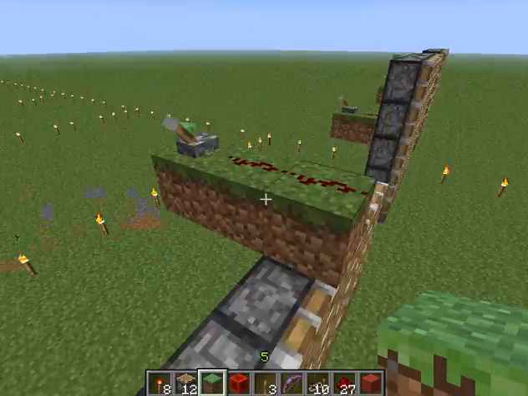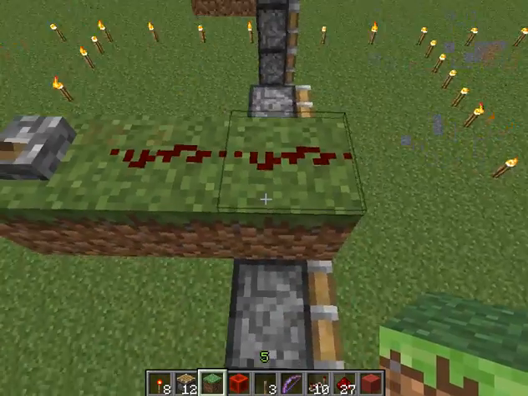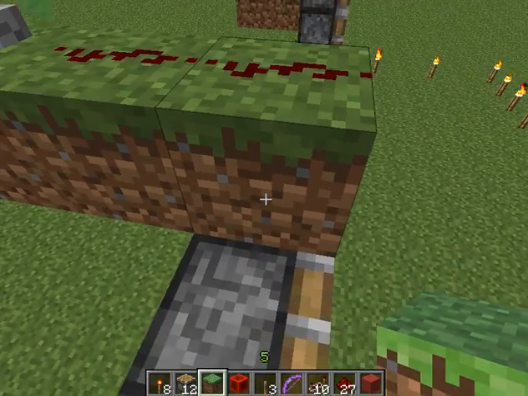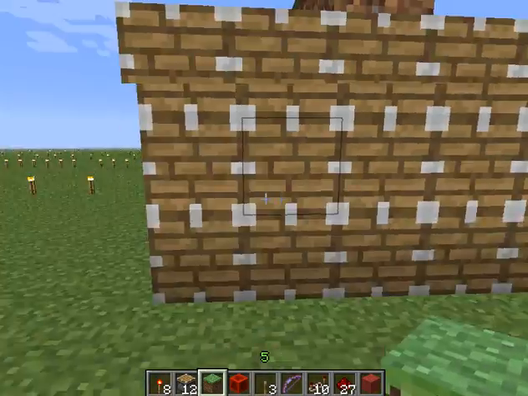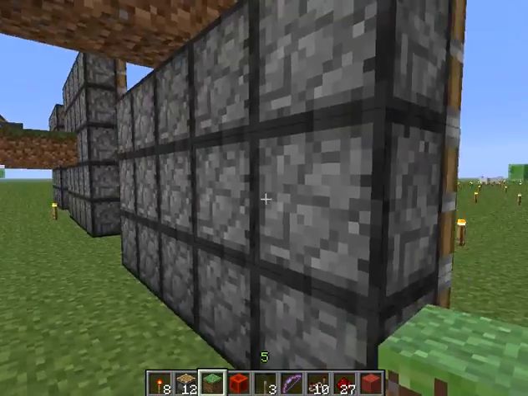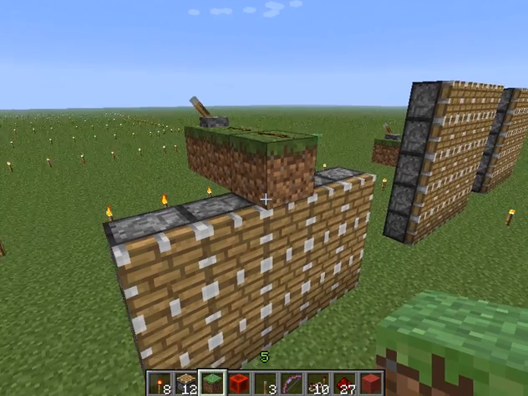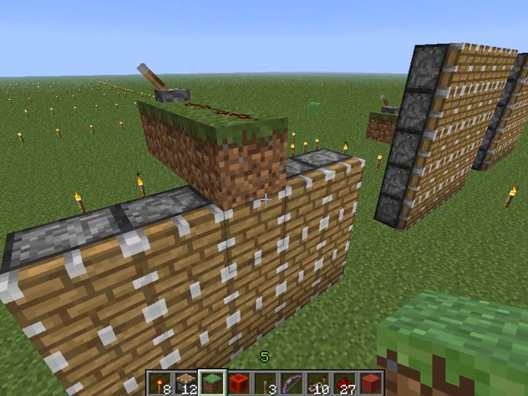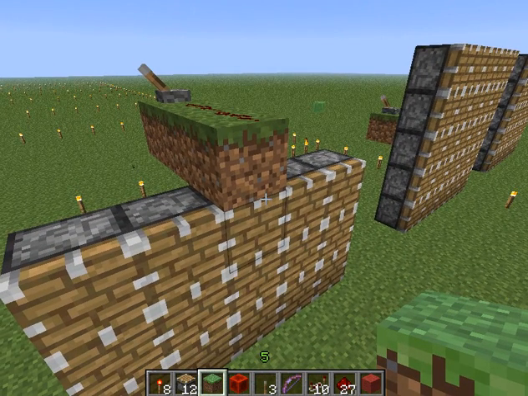Here's another setup. I've got some redstone dust coming over this dirt here, and nothing else. What will happen when I flip the switch? Ready?